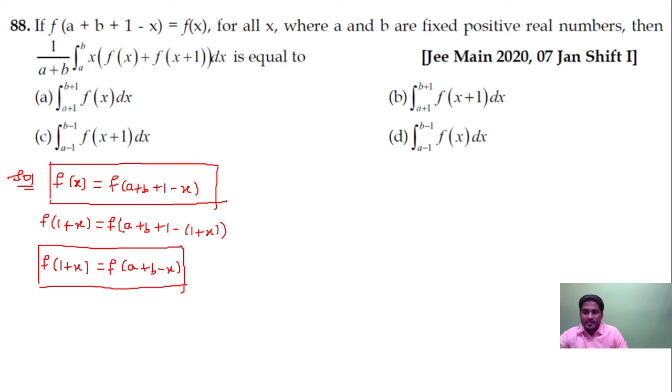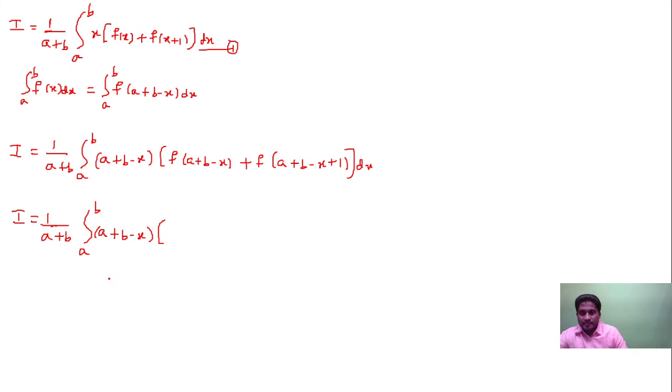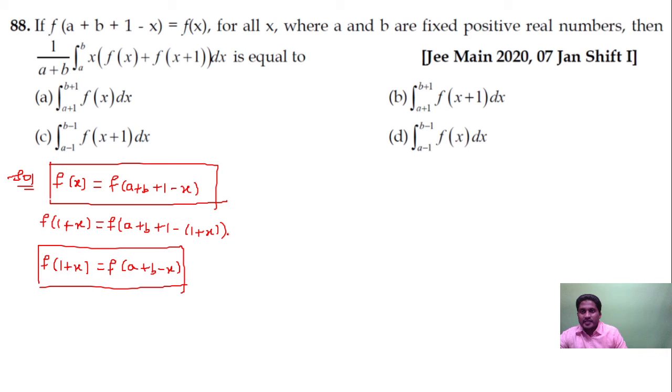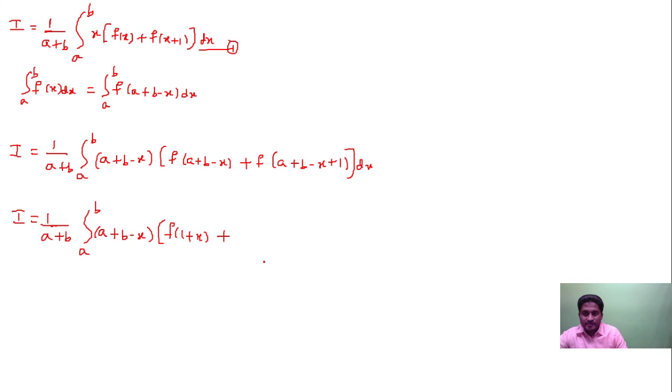F of a plus b minus x will be equal to f of 1 plus x. Just now we found out this is f of 1 plus x, and f of a plus b minus x plus 1, that is already given, that is same as fx. So this is fx.